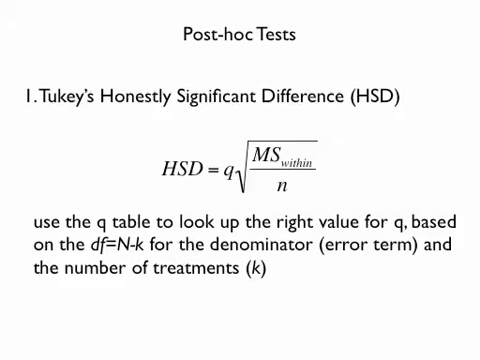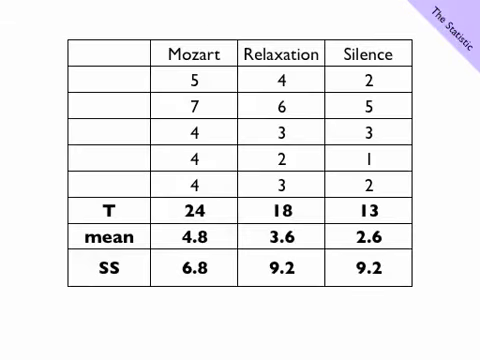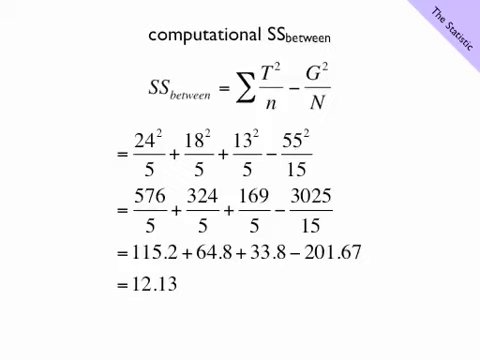This just tells you how far apart 2 means have to be, right, in order for it to be a significant difference. So if your HSD was 2, and you have a 2.2 difference between Mozart and silence here, right, 4.8 minus 2.6 is 2.2, and you don't need to worry about the direction. It just needs to be 2 points, right? So if HSD was 2, this difference would be significant between Mozart and silence. But these 2 differences, Mozart versus relaxation, not significant. And relaxation versus silence would be not significant as well. Make sense? I think so.